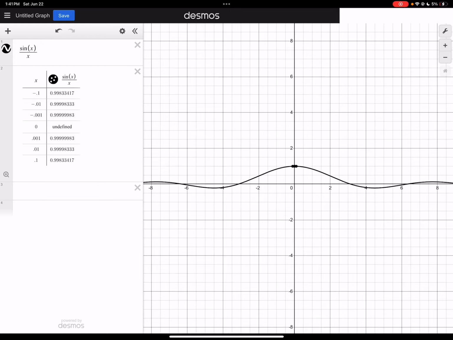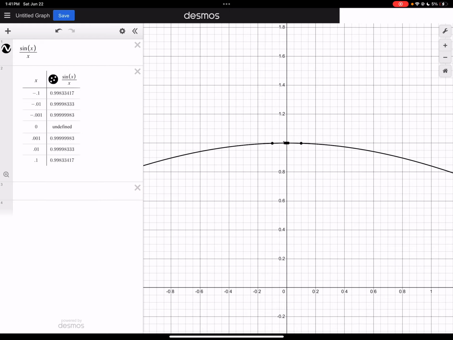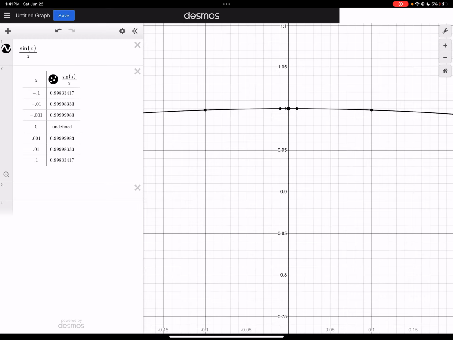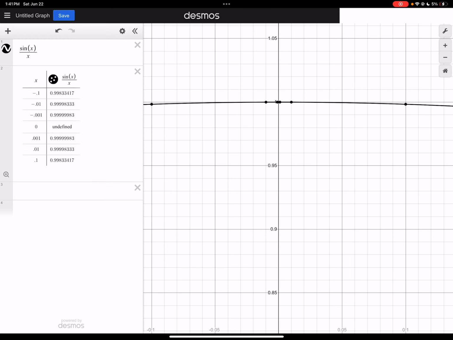And as you can see from my graph, if I zoom in a little bit, as it gets closer and closer, even though at 0 it's undefined, I could say that my limit as x approaches 0 for sine of x over x will be approaching 1.